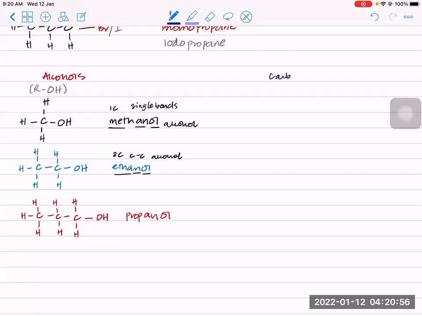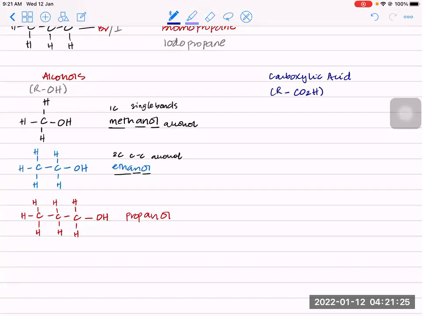Then we have carboxylic acids. What are carboxylic acids? So let's see carboxylic acid. This is when the R group is attached to what? A C. So basically it is attached to a COOH. So when you have an R group attached to CO2H, we call that carboxylic acid.